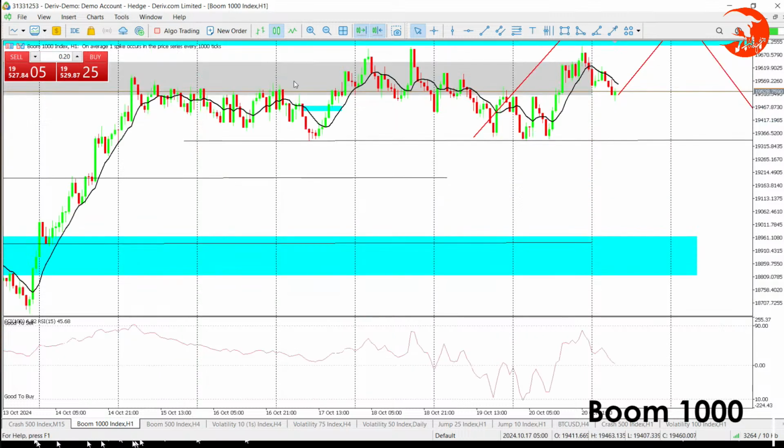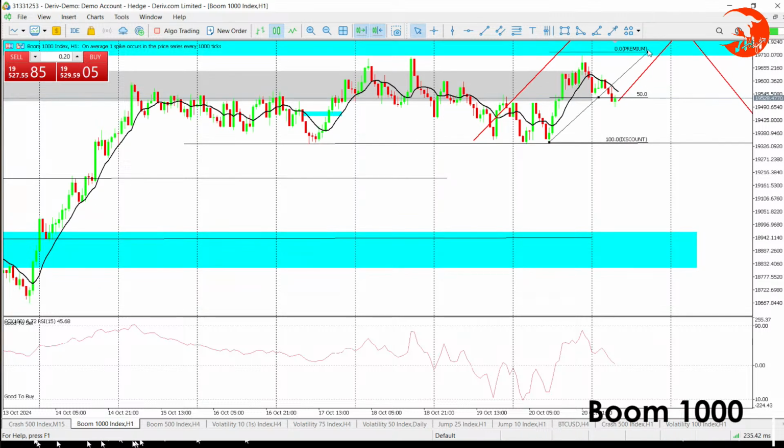Now we head over to H1 and look at what H1 is doing. Okay, we are making some sort of a pullback on H1. So we look for where we can make our buy entries from, and we know that we have our high there, and we can see that price has come to this level. We have our order block. Just change this color to gray.